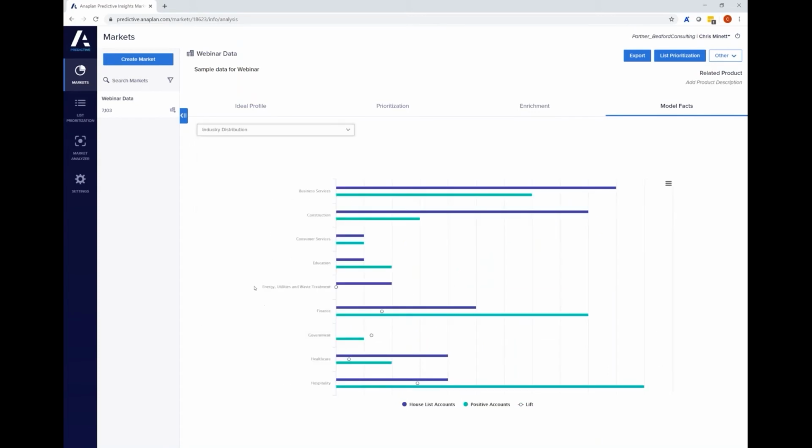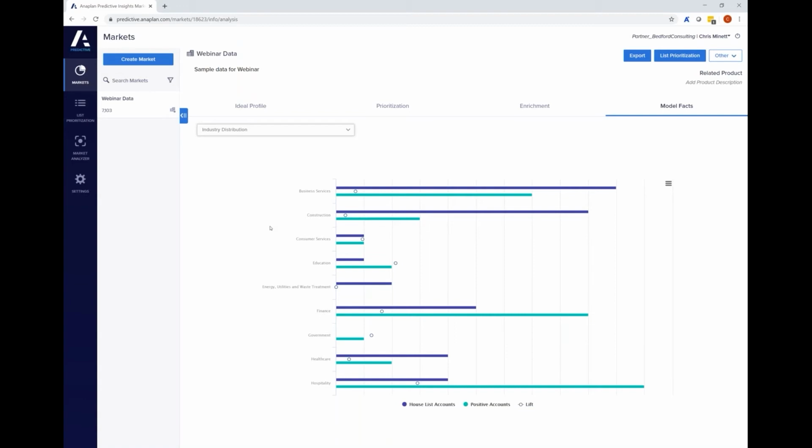If I choose industry here, you can see again business services in the house list versus our success in the past based on the positives. So all of this gives you a good high level overview of your database versus the success you've had in the past. And obviously the whole point of this model is as you sell to new customers, as you add more leads into your database, this can be run and it will refine the scores, it will refine the recommendations.